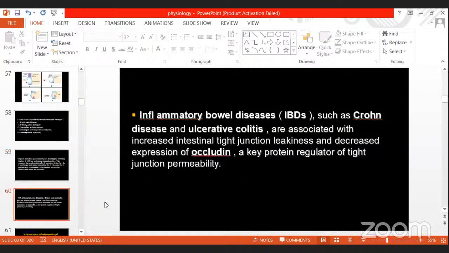And inflammatory bowel disorders like Crohn's disease and ulcerative colitis are associated with increased intestinal tight junction leakiness and decreased expression of occludin. So the tight junction integrity will be decreased, and that will end in inflammatory bowel disorder.